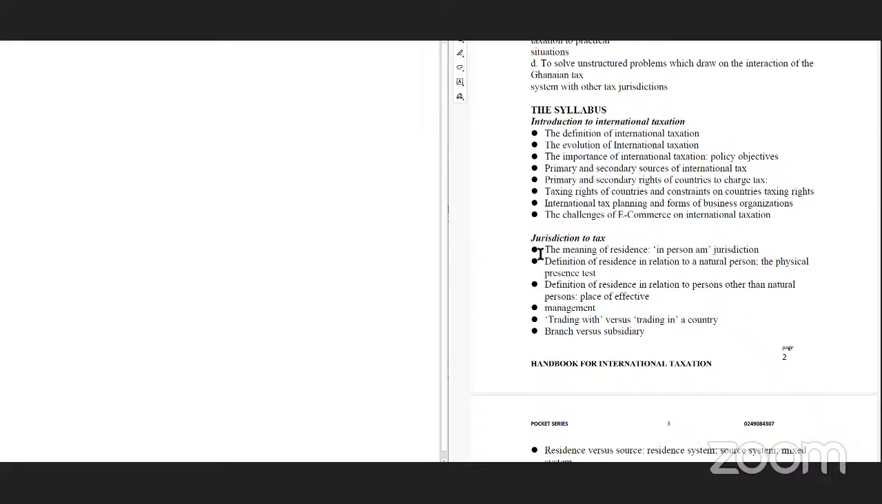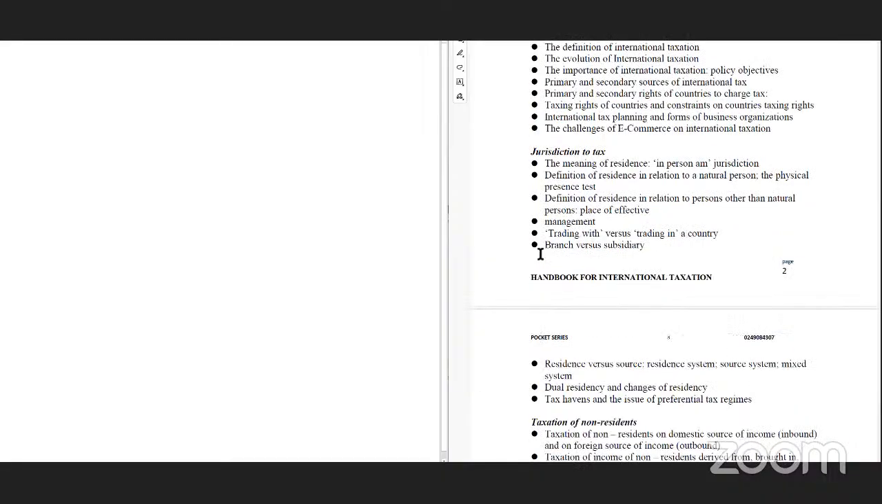Then the next area is to look at jurisdiction to tax. We should look at who a resident is. We should look at personal jurisdiction, impersonal jurisdiction for individuals. We look at the definition of residence in relation to a natural person, the physical presence test. That means sometimes you have to stay in some states for some number of days or some number of months or whatever you call it, depending on the law. We call it the rule of thumb of residence, right? Mostly it's 183 days.